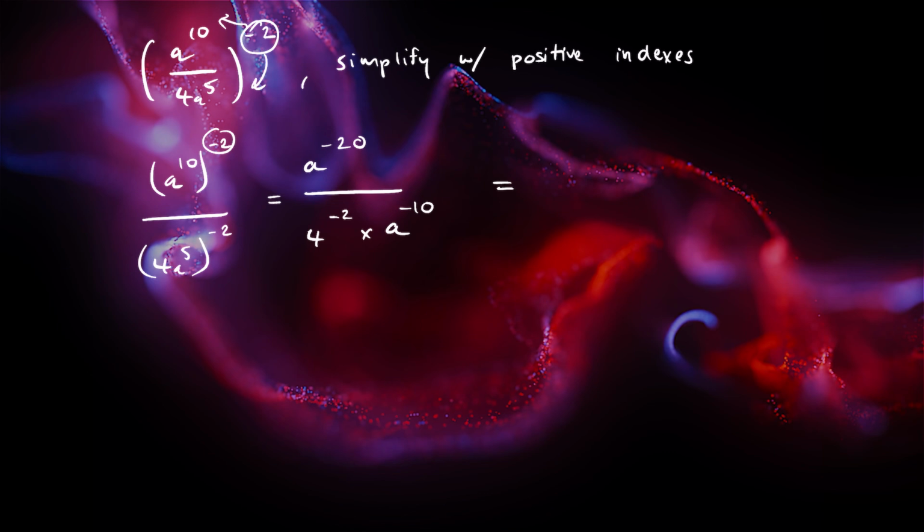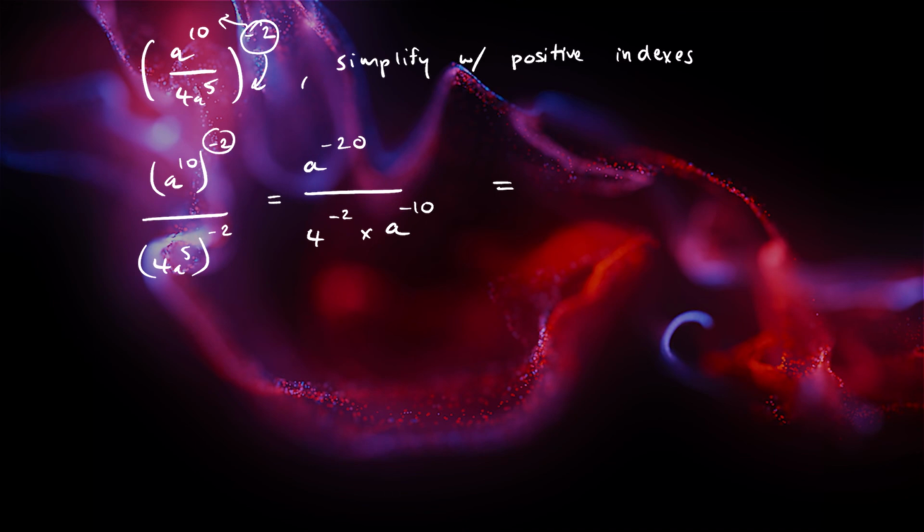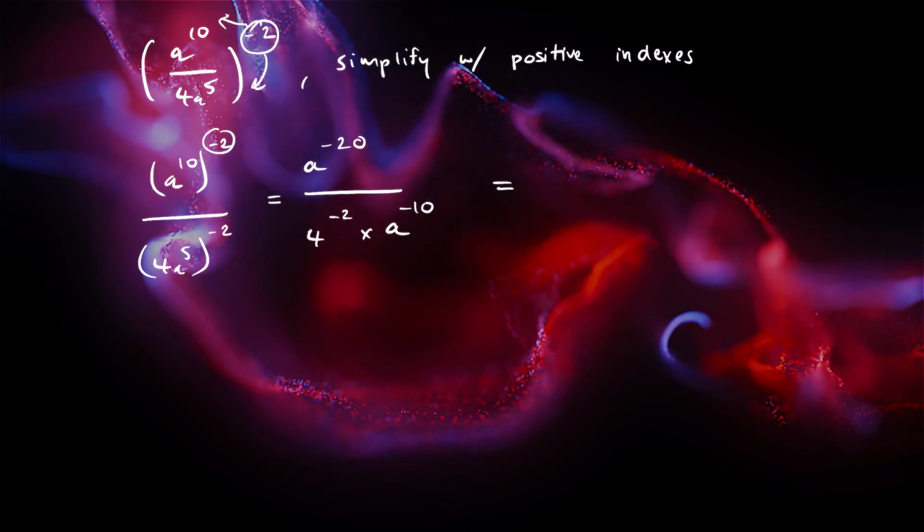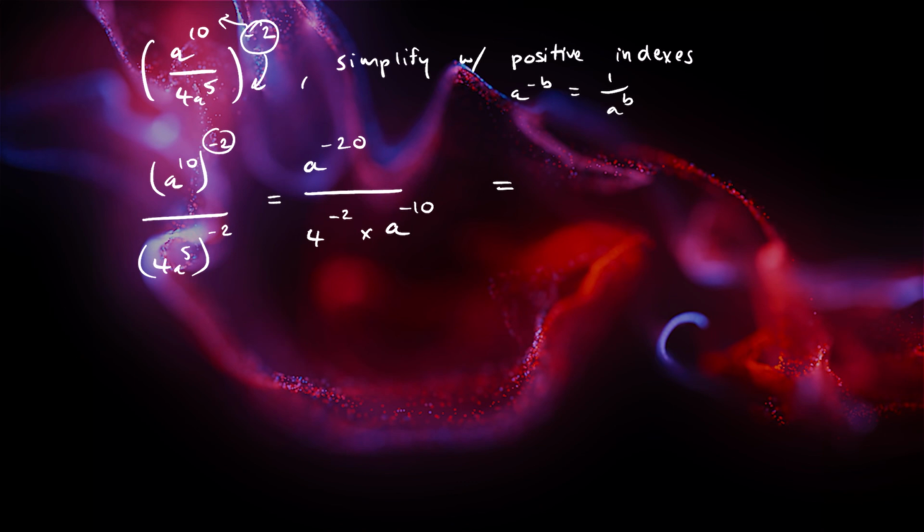So what we've got here is both the numerator and the denominator with negative indexes. Remember, we need to have positive indexes. So how do we do that? Well, you saw before that we can use the rule which says that if I've got a to the negative b, this is the same as 1 over a to the positive b.